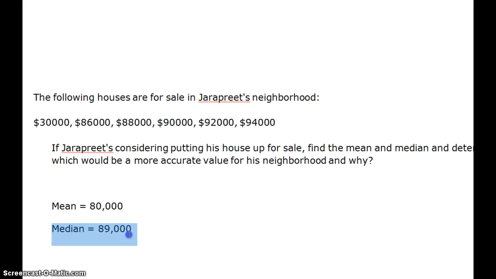So the median's better, and the mean's thrown off because there's one house that's really low and it's bringing down the average.